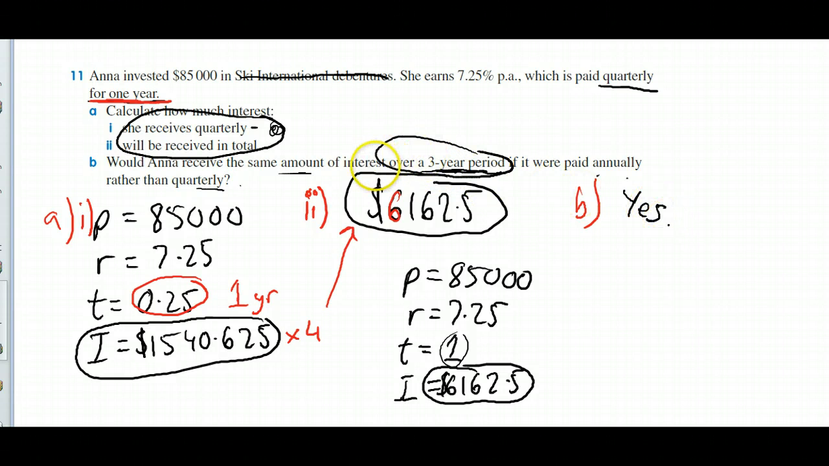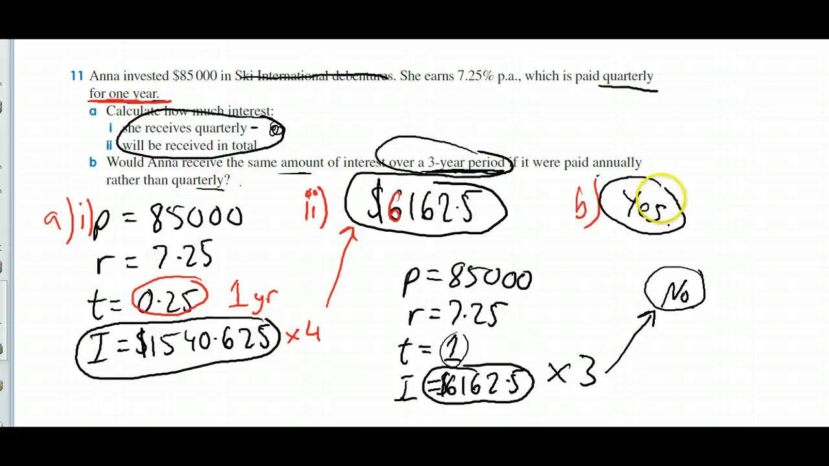But to ask would she receive the same amount over 3 years, well, of course not. In 3 years, she's going to get 3 times this amount. So she's going to get 3 times more, so of course it's not going to be the same amount. So it's a bit confusing the way the question's worded. It's either very obviously yes, or it's very obviously no, and it's not clear to me which way it's actually supposed to be interpreted. So hopefully that makes sense.